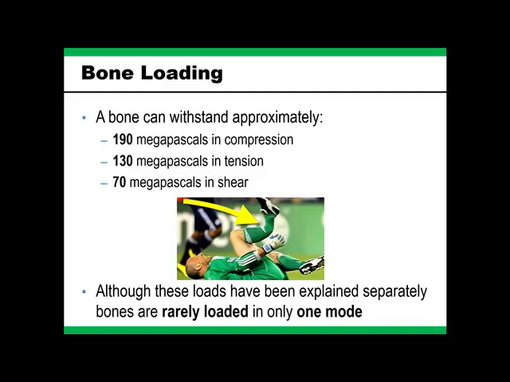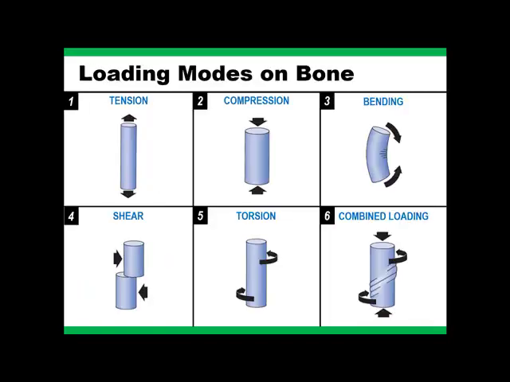Now, the reason is because bone cells are not lined up all in perfect arrangements. And I'll show you that in a moment, but we could load a bone in one of 6 different ways. Tension, compression, and shear are the ones we've done already. We can bend a bone, we can torsion through a bone, and then we can do all kinds of combinations of them all at once.